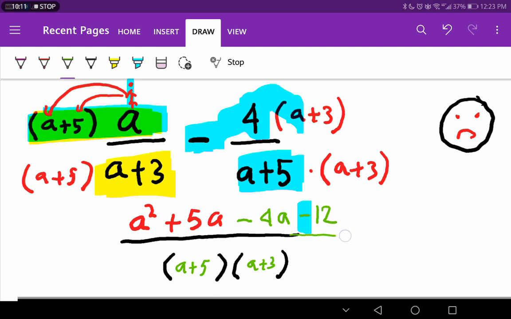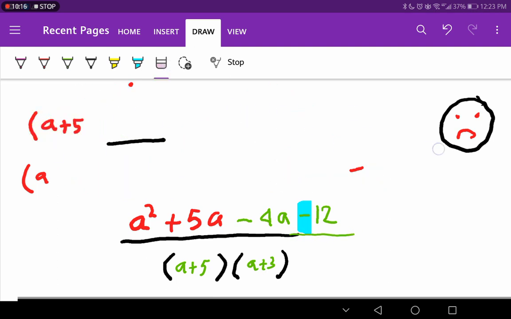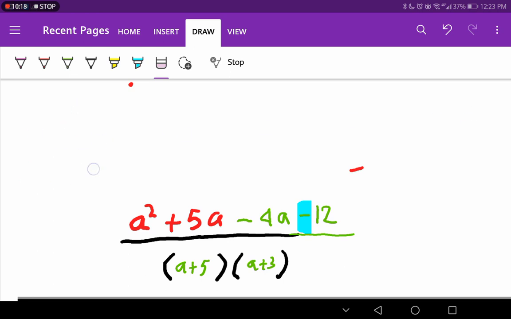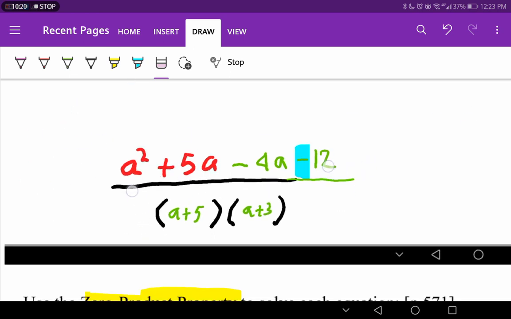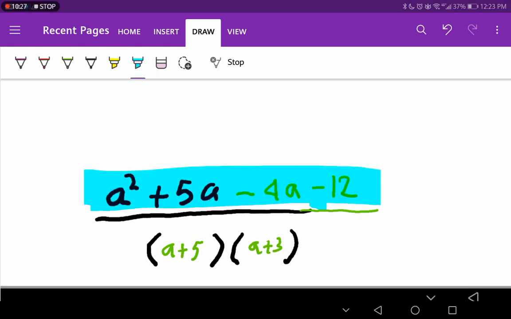Now we are here. Let me clean this. Now, actually, up here I have a lot of terms. I always check for like terms to add or subtract. So I check the first term, I have a to the power 2. Do I have any other a to the power 2? Actually, I don't have anything here. So I skip and move to the next part.